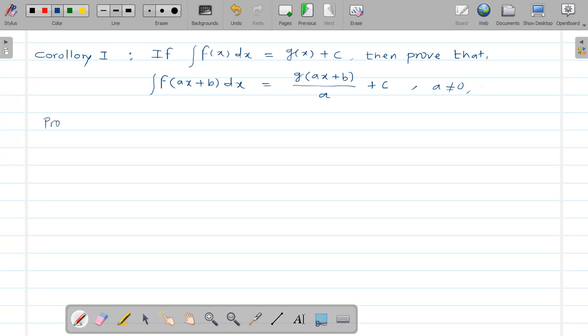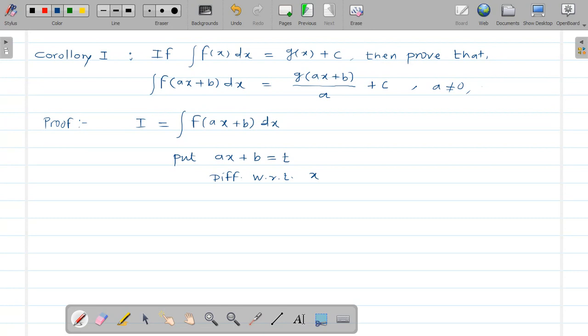So let us see the proof of this result, or proof of this corollary. We will take the integration, that is, I is equal to the integration of f of ax plus b dx. Now by substitution we have to solve this. For that, I put ax plus b equal to t, so this is called the substitution method. As we substitute ax plus b equal to t, we have to substitute dx also. So for that we will differentiate both sides with respect to x.